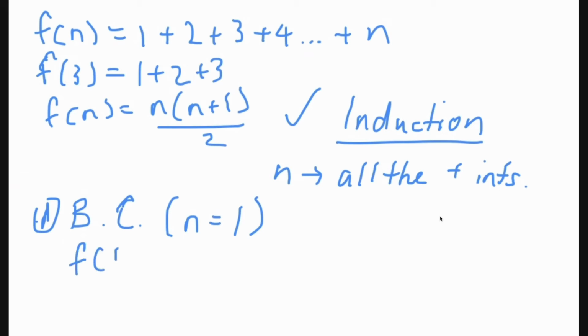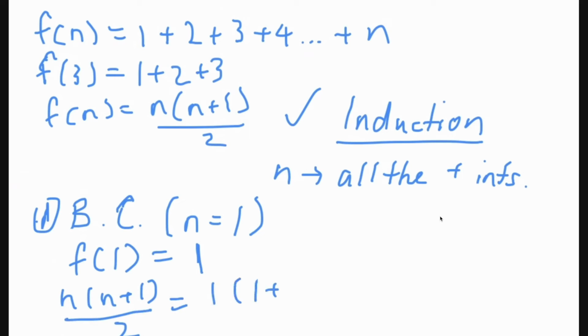So what is f of 1? Well, f of 1 just stands for the sum of the first 1 positive integers, right? So that's just going to be equal to 1, because the sum of the first 1 positive integers is just 1. And what does our formula give us? Our formula is n times n plus 1 over 2. We can substitute each of the n's as 1, and we're just left with 1 times 1 plus 1 over 2, which is 2 times 1 over 2, which is equal to 1.